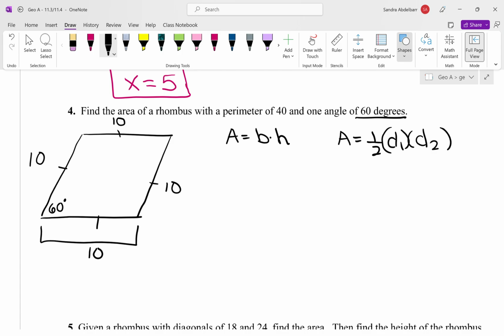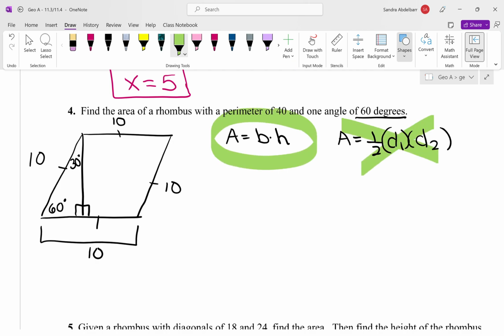Draw an altitude. And when I draw that altitude, because we can always draw an altitude, doesn't mean it's going to be helpful. But this specifically, when I draw an altitude, it is helpful because of the 60-degree angle, I get a 30, 60, 90 triangle. Now, did they give us any information about the diagonals? Because they didn't, I'm going to X that one and use this one. Area equals base times height.